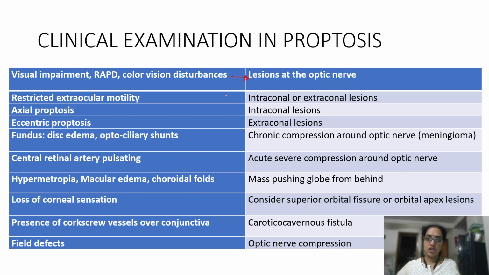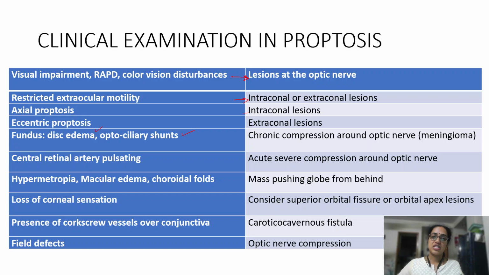With restricted ocular motility, intraconal and extraconal lesions can be there. Depending on the type of proptosis, whether it's axial or eccentric, you can decide whether the lesion is intraconal or extraconal. Obviously what is within the cone will cause just forward protrusion of the eyeball. When the lesion is somewhere in the peripheral space, there will be an eccentric proptosis depending on where the mass is. When looking at the fundus, if you see disc edema, it shows acute compression. If you see optic atrophy and optociliary shunts, it signifies chronic compression. If you see a central retinal artery pulsating, you know that it is a severe acute compression of the optic nerve.